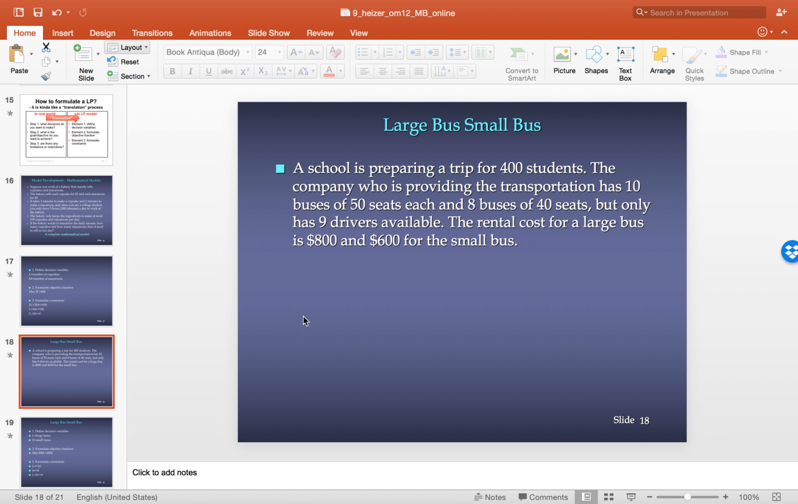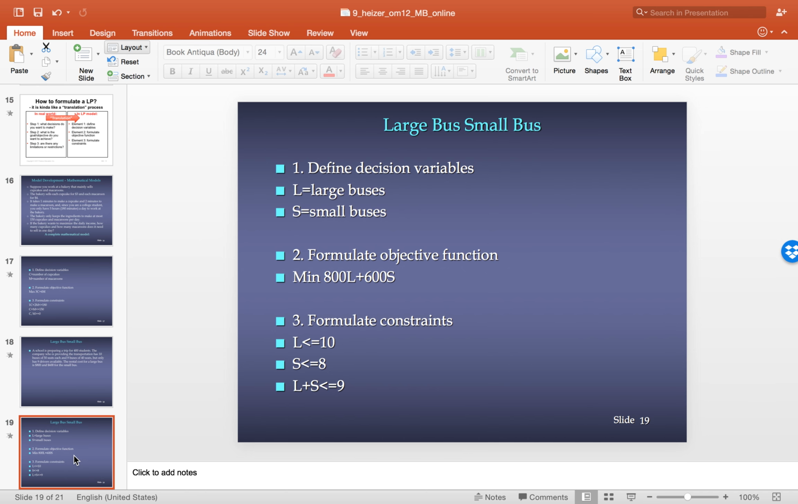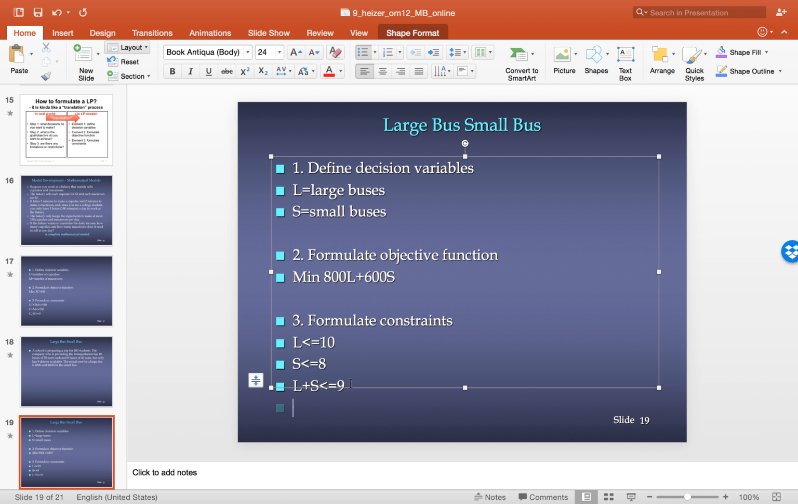So you want to transport 400 students, and there are 50 seats on large bus, 40 seats on small bus. So you want to somehow link the seats and students. So think about it. Can you have less seats than students? No, you can't. You can't let anybody stand up. Can you have more seats than students? Yes, of course, you may have some extra. So the relationship of seats and students will have to be, your seats have to be greater than or equal to 400.